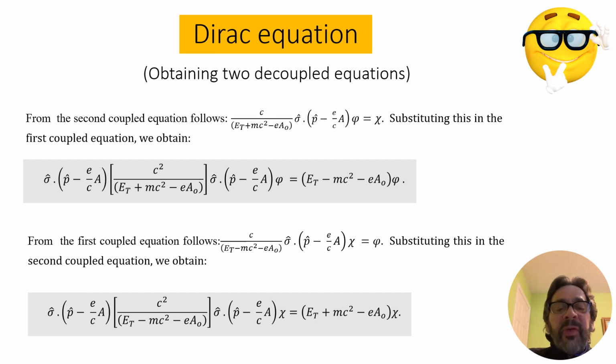Alternatively, from the first coupled equation, the equation shown here follows. Substituting this in the second coupled equation, we obtain the equation below. This is the decoupled equation that allows us to find phi.